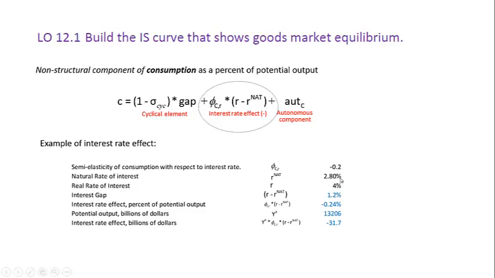So here's our example. The natural rate of interest is 2.8. The interest rate that we see is above that. It's 4%. So the gap is 1.2. We're going to be cutting back roughly half of that in percent terms. That's 0.24. And then if we assume that our potential output is a little bit over 13 billion, that means that in dollar terms, this increase in the interest rate will be reflected in a cutback of consumption on the order of $31.7 billion. That's the interest rate effect. That's what we're adding here.